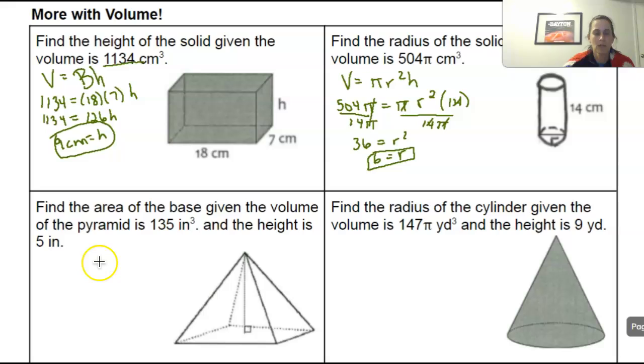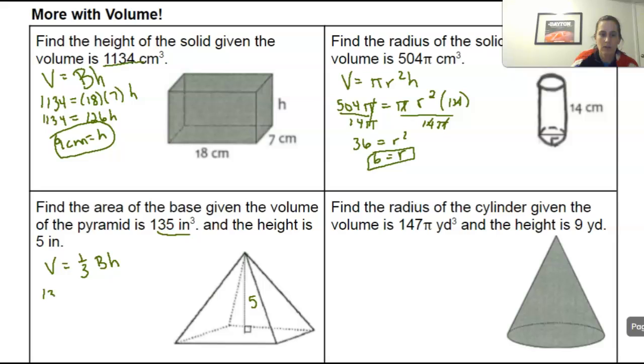The third example, you have to find the area of the base given the volume of the pyramid is 135 inches cubed, and the height is 5 inches. So I'm going to go ahead and label the diagram. We know that this is 5, and we know the volume is 135 inches cubed. So the volume for a pyramid is 1/3 times the area of the base times the height.